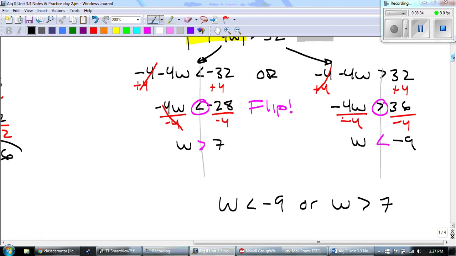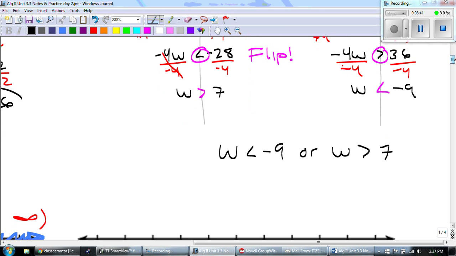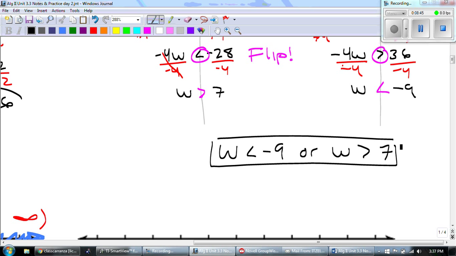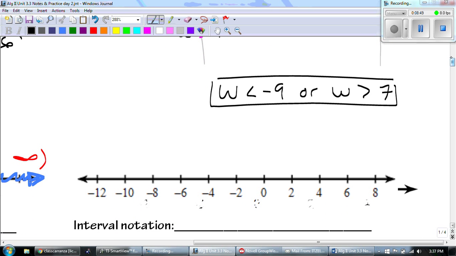Okay, so you should have been doing the exact same steps. Add 4 to both sides, divide by -4. When you divide by a negative, you have to flip the sign. So I've got w is less than -9, or w is greater than 7. So then I can come down here and I can start to graph.